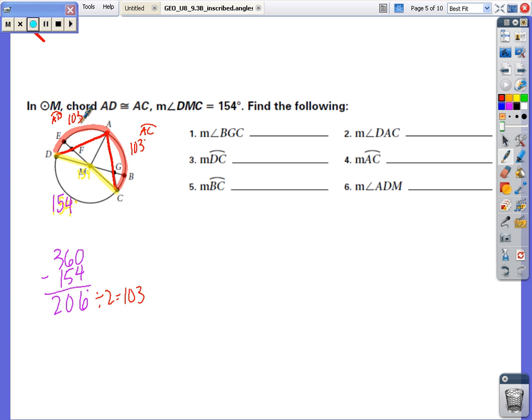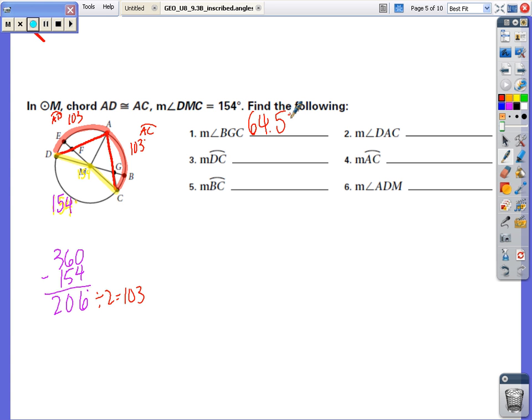Find the following. And I'm going to tell you that we're going to get started. And let's see. Here we go. So angle BGC. Let's get started. A couple of things going on here. To find BGC, it ends up being 64.5.